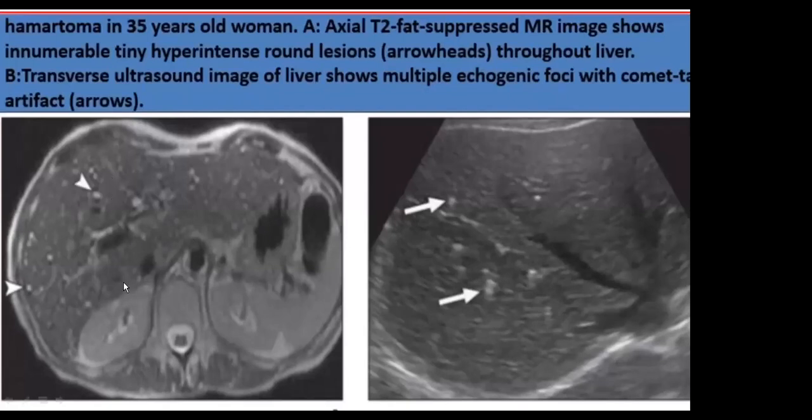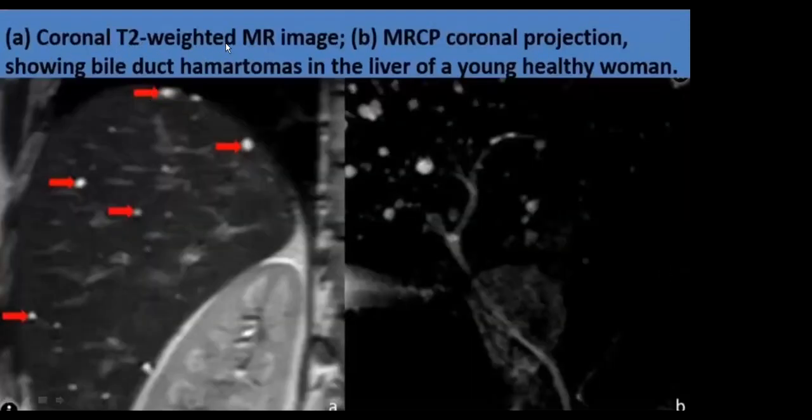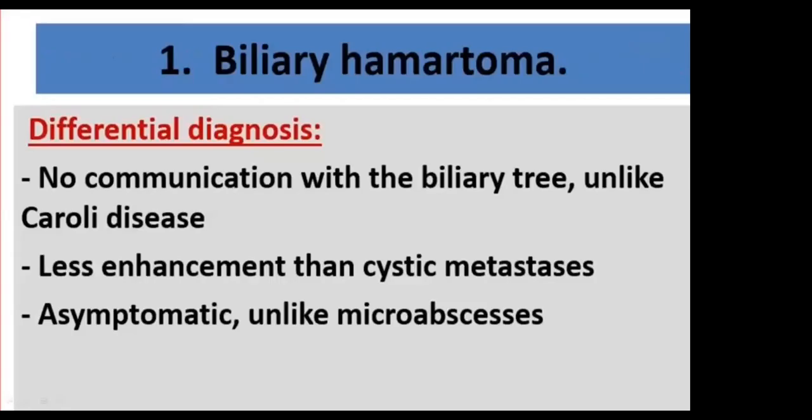This is a T2-weighted MRI showing tiny hyperintense round lesions throughout the liver, and this is an ultrasound showing multiple echogenic foci with comet tail artifact. This is also a coronal T2-weighted MRI showing the multiple biliary hamartoma, and this is also seen by MRCP. So biliary hamartoma, to differentiate it from Caroli: no communication with the biliary tree, unlike Caroli; less enhancement than cystic metastasis; and asymptomatic, unlike the microabscesses which occur mainly in the immunocompromised.